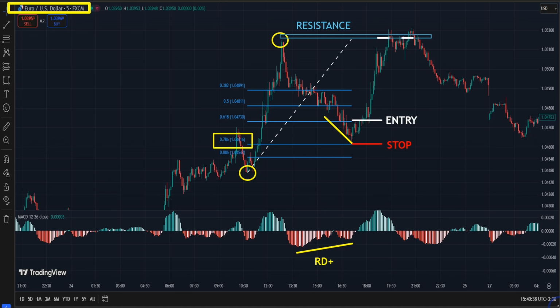As expected, the price reached the target beautifully. The combination of Fibonacci and MACD provided a solid strategy that is clearly visible here.